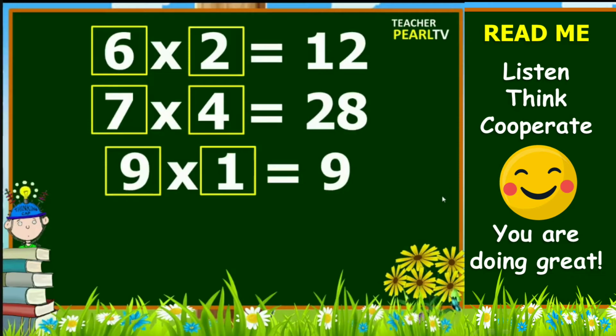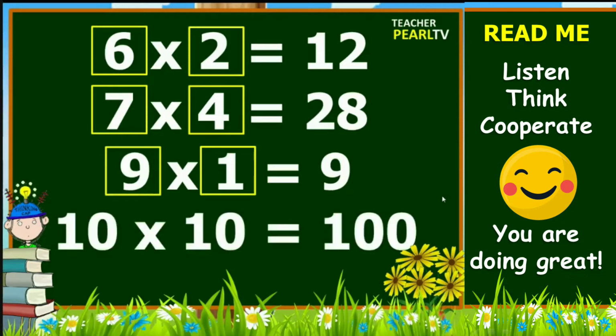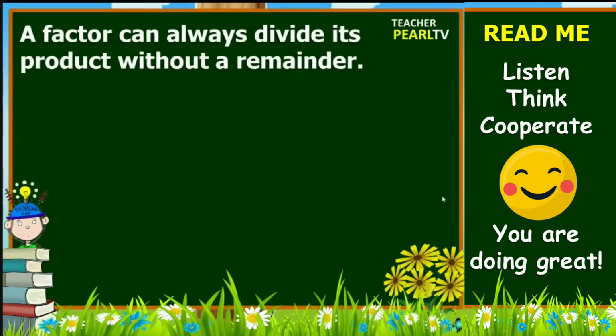Next example. 10 times 10 is equal to 100. What are the factors of 100 in this sentence? Correct. 10 and 10 are factors of 100. Or shall we say 10 is a factor of 100. Now, let us discuss more about factors. It says here that a factor can always divide its product without a remainder.